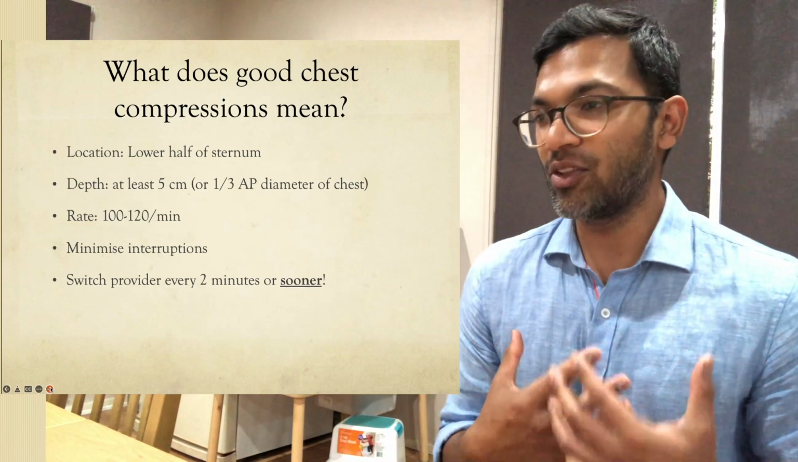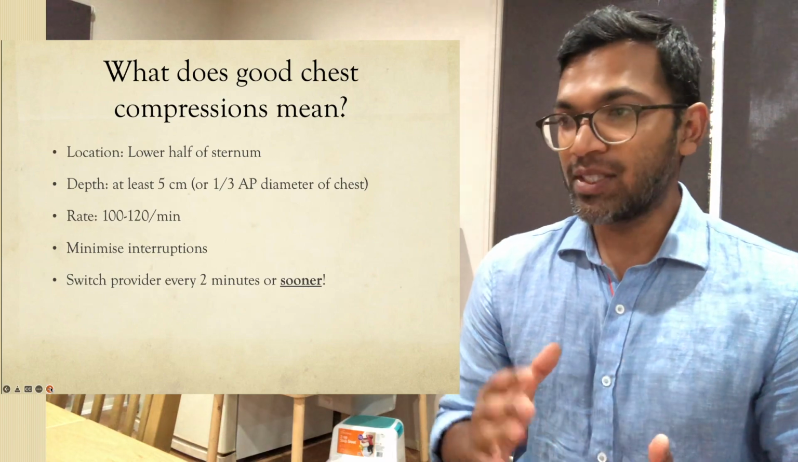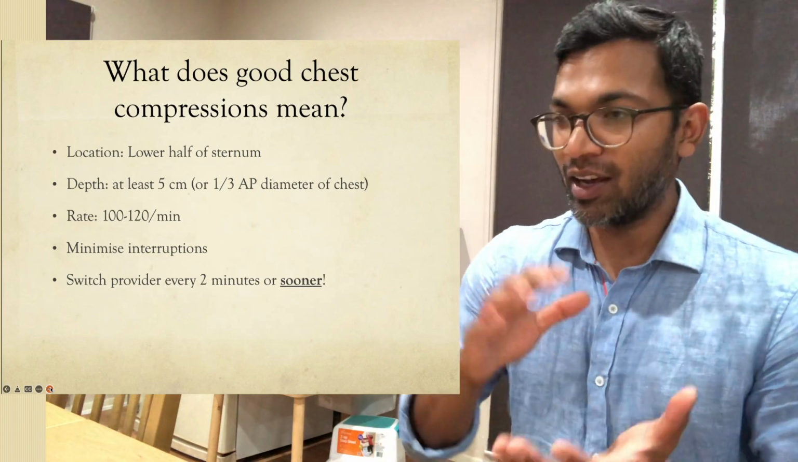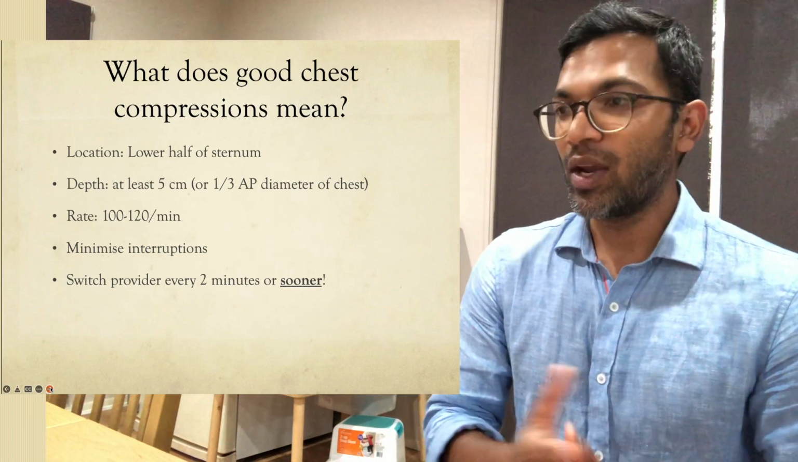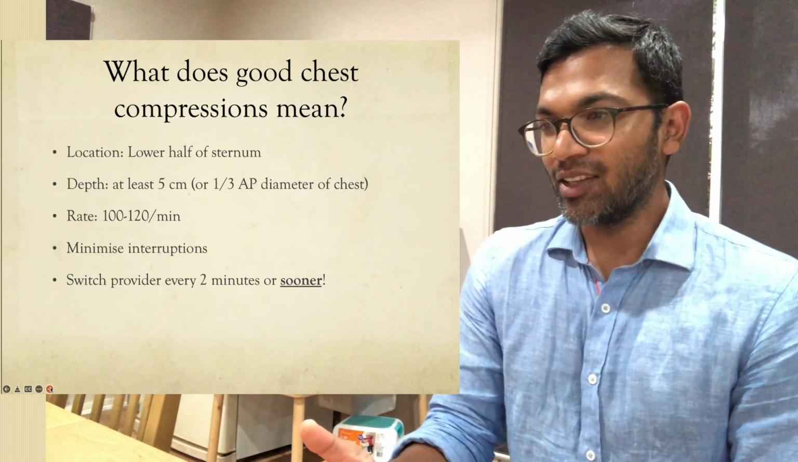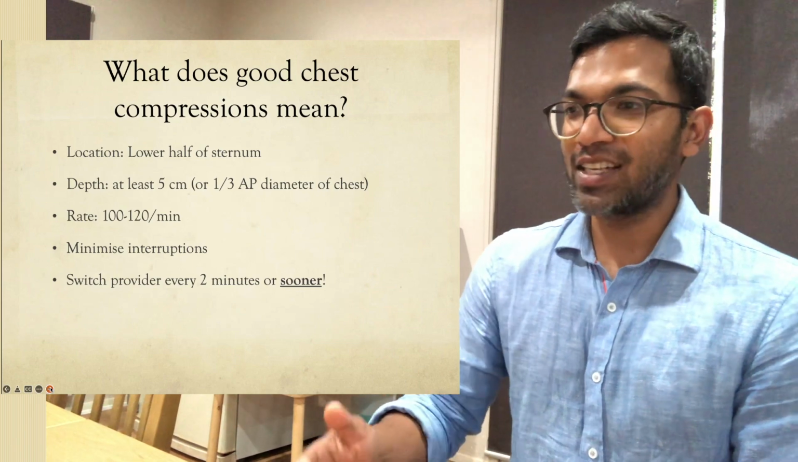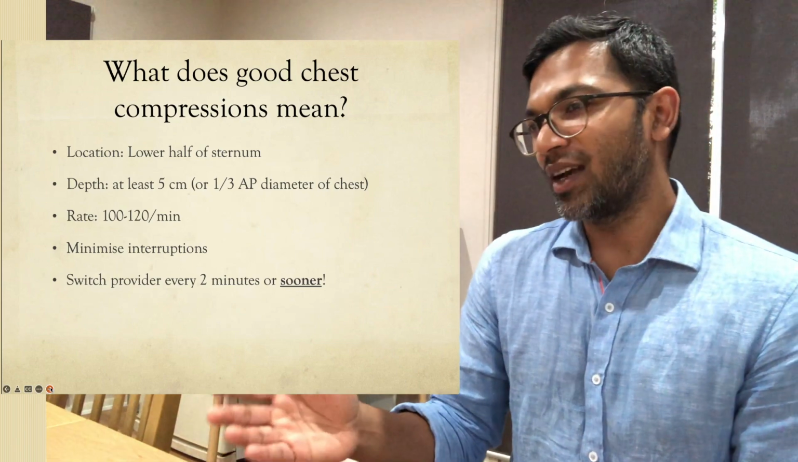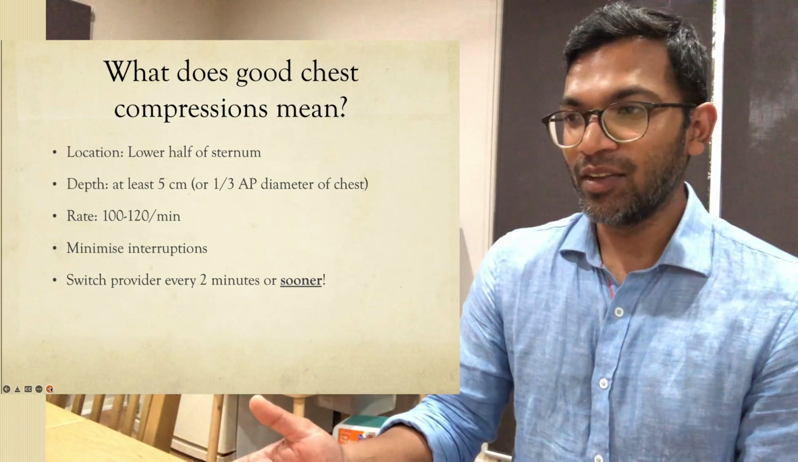Just look at roughly where you think the heart might be. The depth is at least 5 centimeters, but literally I'm just going until I get resistance. The rate is 120 per minute, and generally speaking, people seem to go faster than that. So it's really good to be able to time it. Often we talk about the song Staying Alive being about the timing.